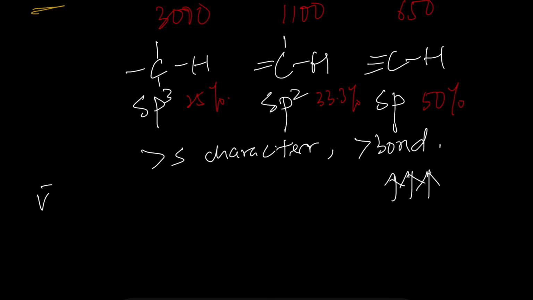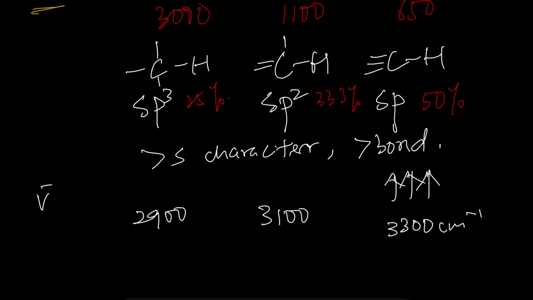It is around 3,300. For sp2 carbon, it is around 3,100. For the single bond one it is 2,900. So you can see the alkyne C-H is with higher wave number, followed by alkene C-H and alkane C-H. They are with different wave numbers.